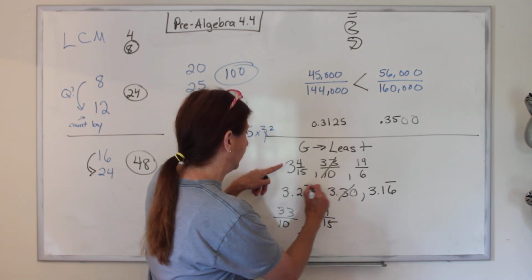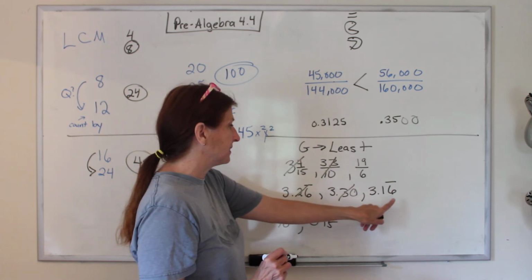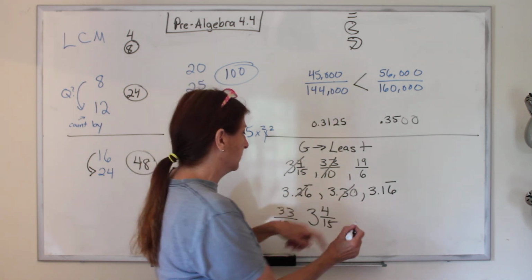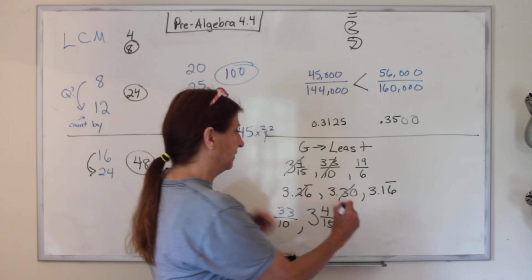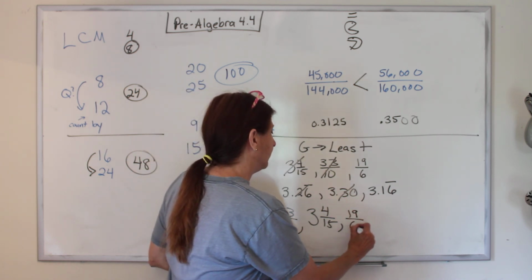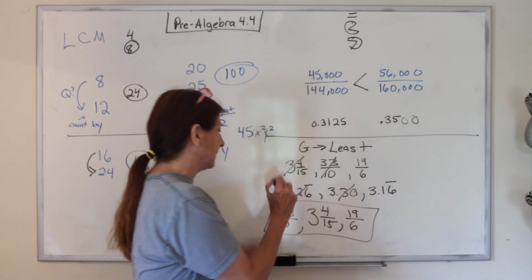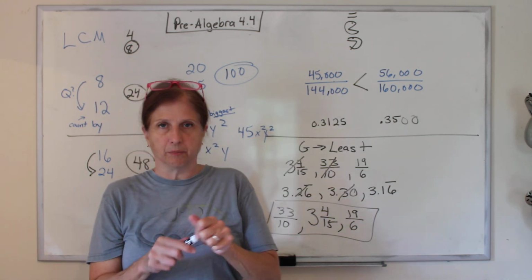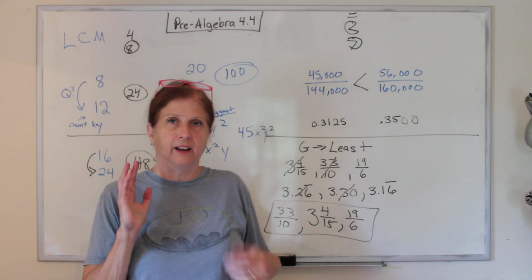4 over 15, mark them out. And then the last, the least, is this one, 316. But they want us to write it in this form, 19 over 6. And that is a classic pre-algebra problem. They have loved it since I did it, and they still love it.